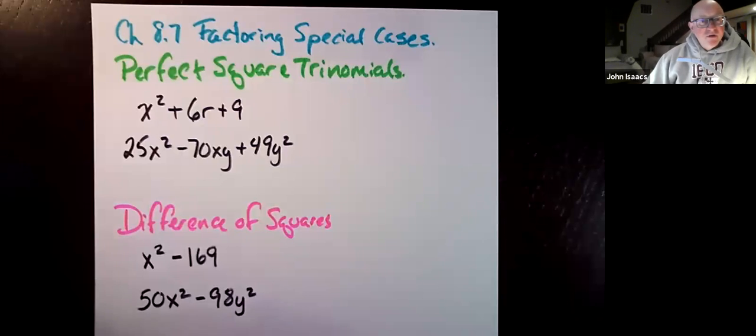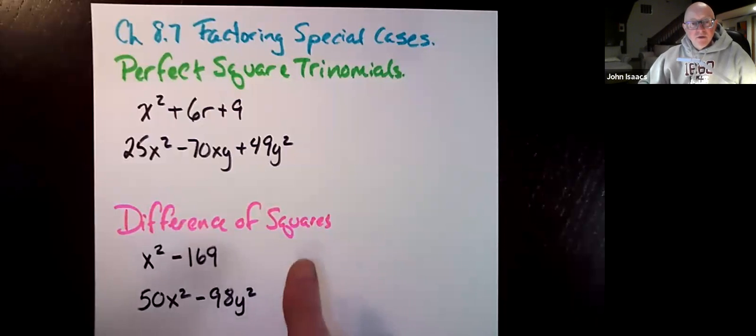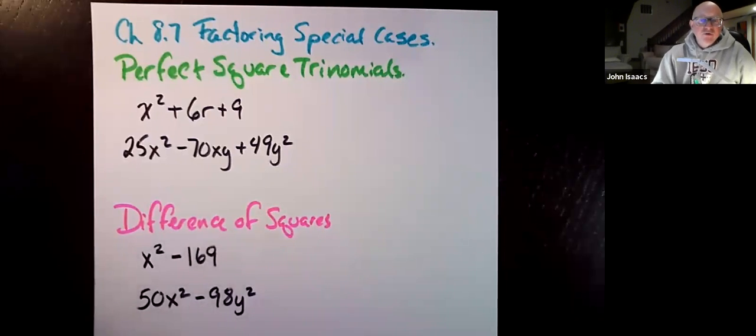Chapter 8.7 is factoring special cases. So there are two special cases. One is called the perfect square trinomial, and that factors to two binomials that are exactly the same. And the second one is the difference of squares, which factors to two binomials that are conjugates. Basically, this chapter is the opposite of chapter 8.4, which is multiplying special cases.